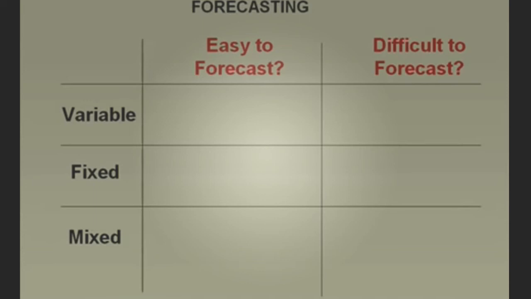Okay. If a cost is variable, the answer is it's easy to forecast. Why? For example, let's say you know something costs $10 per unit. Then the cost of making 1 unit is $10, 2 units is $20, 3 units is $30, and so on. So it's easy to forecast. How about if you know that a cost is fixed? Easy to forecast because a fixed cost, like rent by definition, doesn't change.